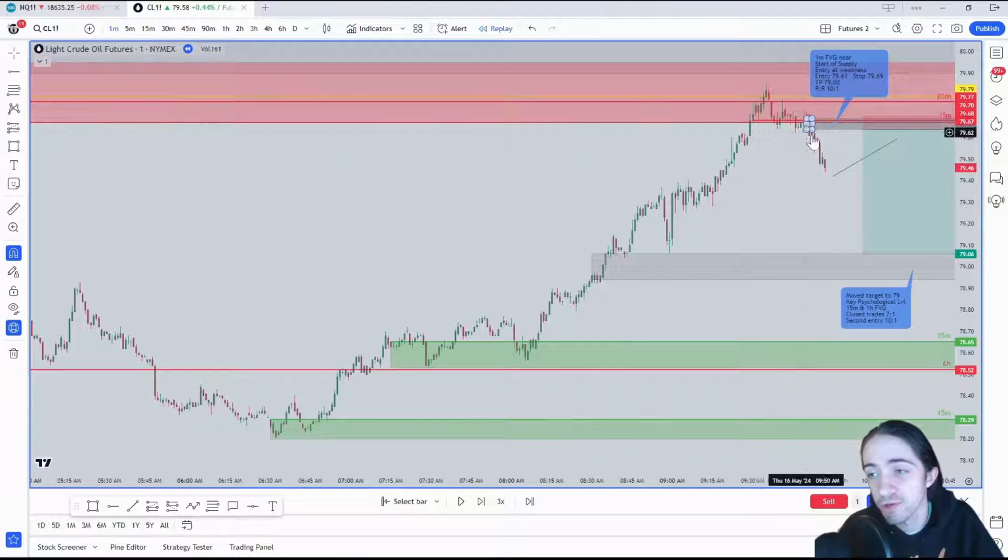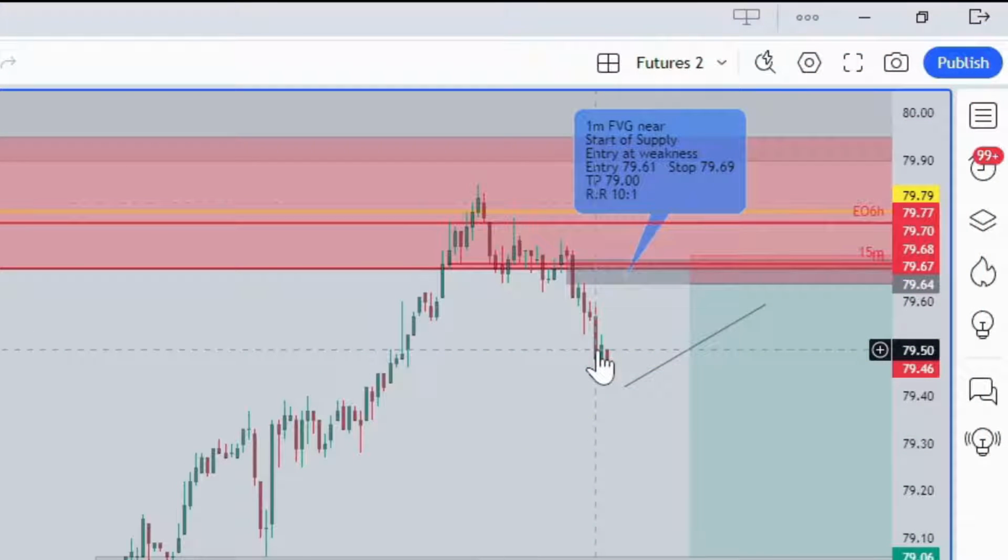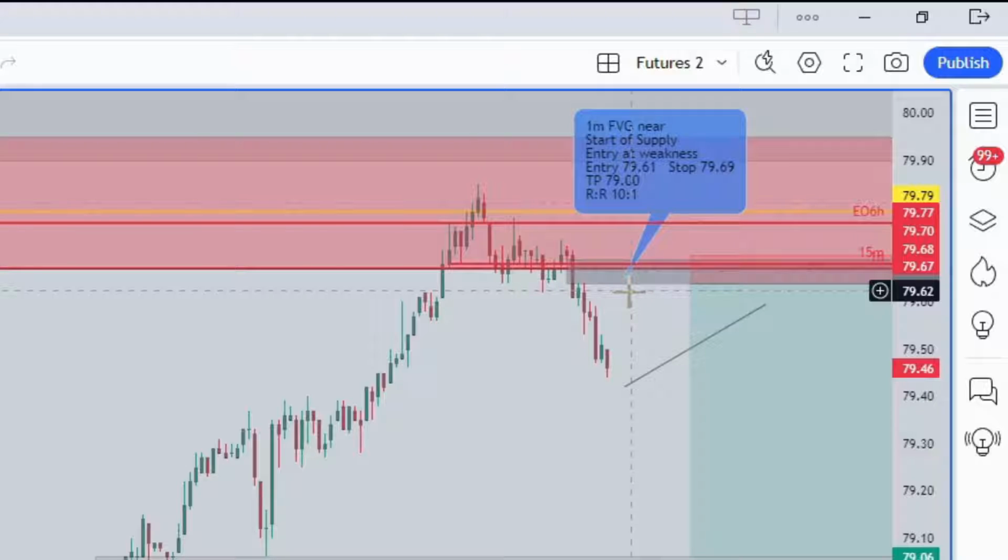Now, a lot of people who end up chasing don't really have a good area for their stop loss, so if the market pulls back, they end up stopping out and becoming more liquidity. Whereas people who are patient and notice, okay, we just created a 1-minute fair value gap off of this supply zone. This is going to work as a second entry. So that's exactly what I did.